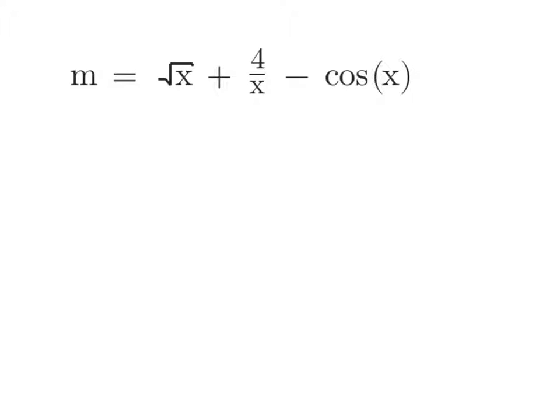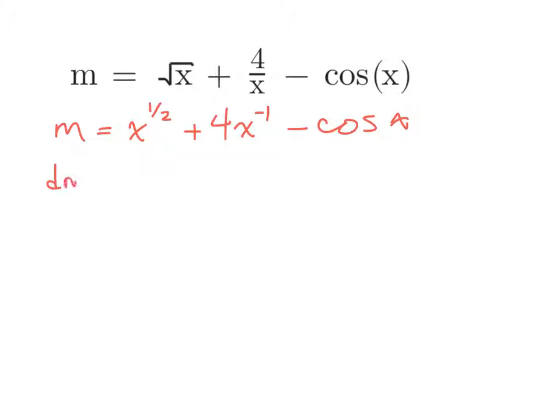Alright, this last one's got a bunch of terms in it, but I see some square roots and some stuff in the denominator. So before I get started, I'm just going to rewrite the function as m is equal to x to the 1/2 plus 4x to the negative 1 minus cosine of x. Alright, then I can use some power rules and stuff to help me through this. When I find the differential of m, it is going to be dm. For x to the 1/2, the derivative would be 1/2 x to the negative 1/2, dx, makes it the differential.